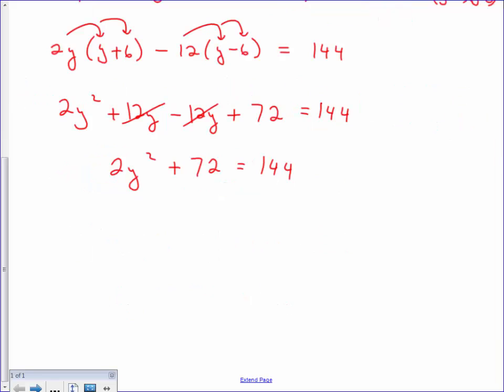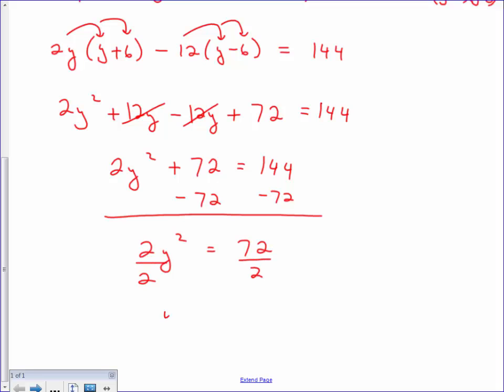Now, there are different ways to solve this problem. One way that I could solve this would be to subtract the 72. So we have 2y squared equals, and then 144 minus 72 is 72. We could then divide out the 2, and we would have y squared equals 36.